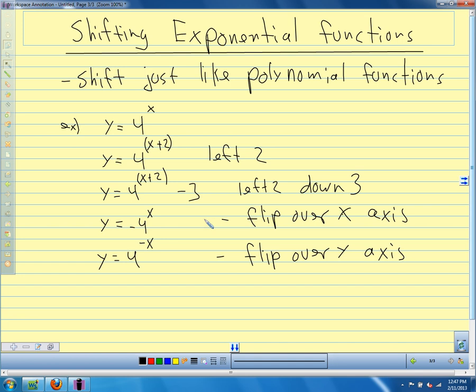So our functions are going to shift just like polynomial functions, exactly the same rules, nothing different. And our intercepts are going to shift. So if we shift our function down 2, our intercepts are going to shift down 2. Our horizontal asymptote is going to shift down 2. So everything shifts with the function. So questions on shifting these functions?